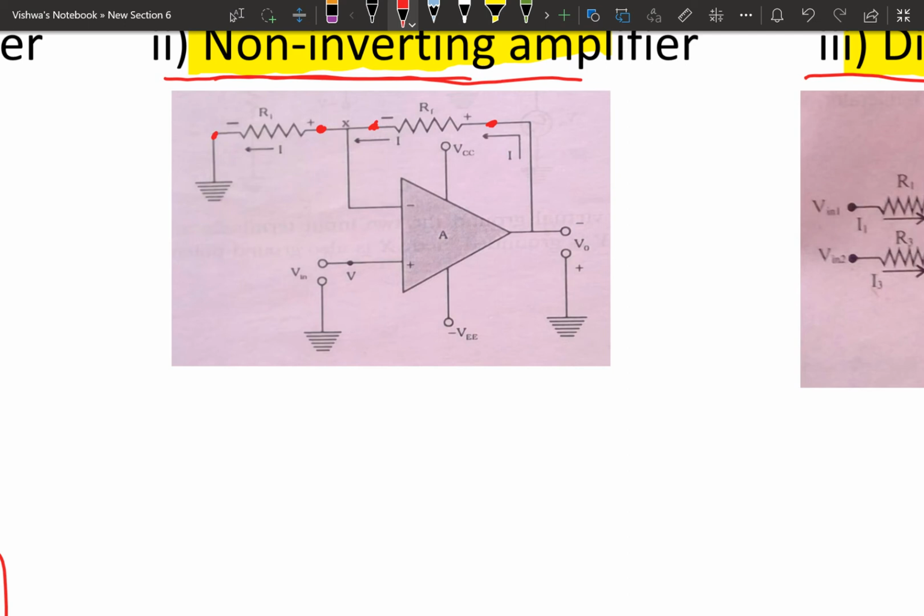And again here consider the virtual ground concept. Point X and point Y are at the same potential. Now point Y is at the potential of input V in. That means point X is also at the potential of V in. So using this value we can find the gain.